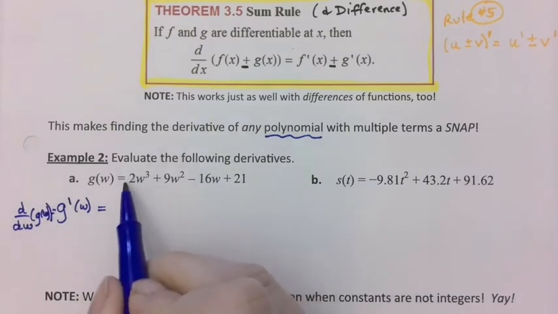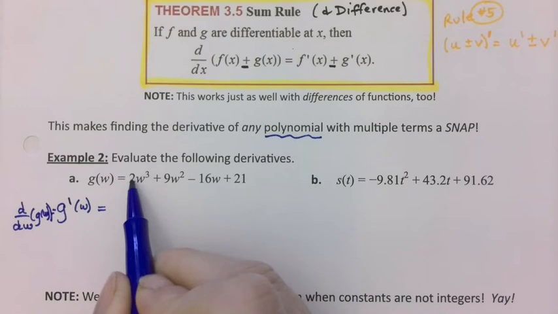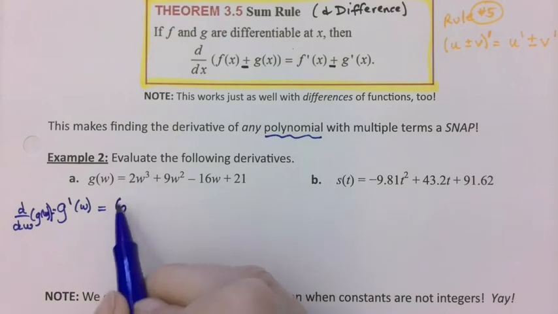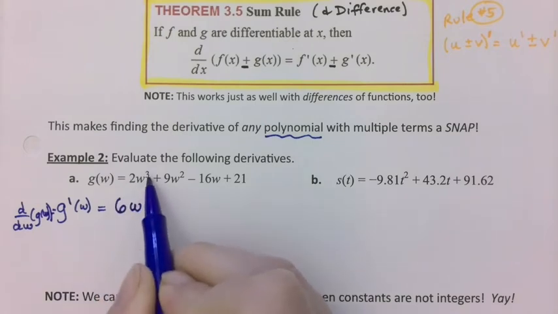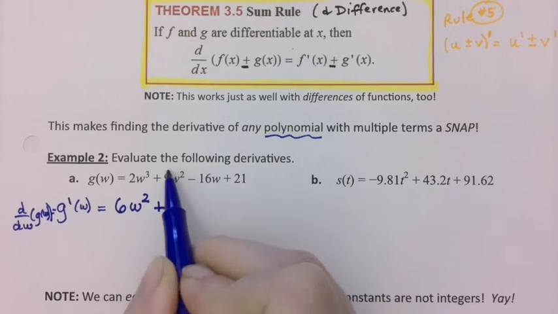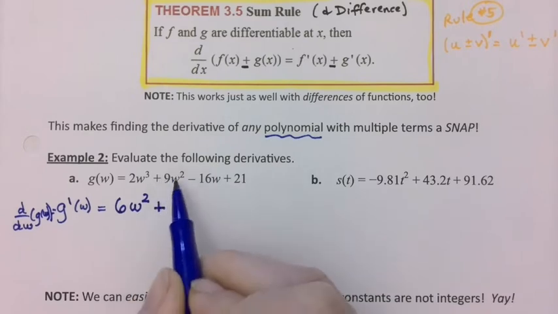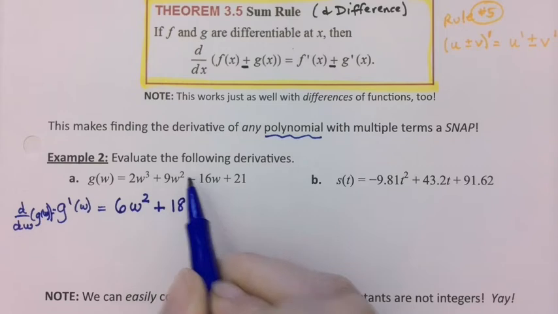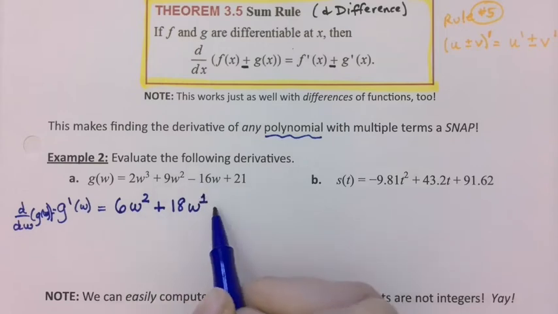That would be, all right, bring the power down. 3 comes down. 2 times 3 makes 6. W to the 3 take away 1 is 2. Plus, bring the power down. So 9 times 2 is 18. W to the 2 take away 1, which is 1.